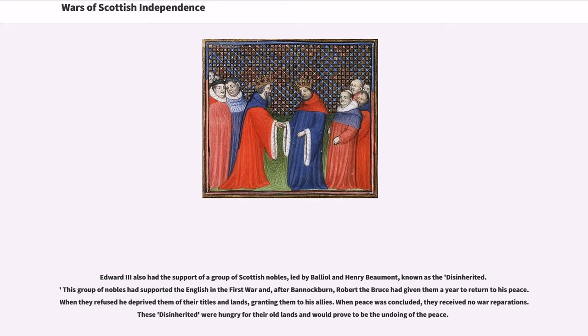Edward III also had the support of a group of Scottish nobles, led by Balliol and Henry Beaumont, known as the Disinherited. This group of nobles had supported the English in the First War and, after Bannockburn, Robert the Bruce had given them a year to return to his peace. When they refused, he deprived them of their titles and lands, granting them to his allies. When peace was concluded, they received no war reparations. These Disinherited were hungry for their old lands and would prove to be the undoing of the peace.